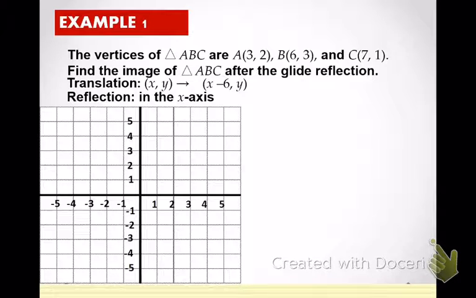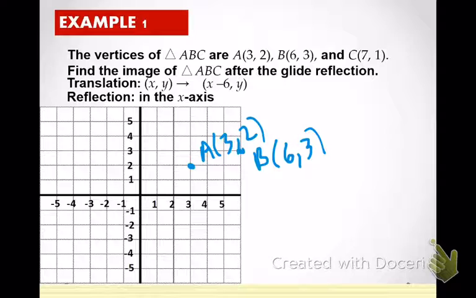The vertices of A, B, C, let's plot the points. Do you have this one in your notes? All right, so the vertices of A, B, C are A, 3 over, 2 up; B, 6, 3; and C is 7 over, which doesn't even fit on the graph, and 1 up. Okay, there's 7, 1. That's C. So it's this triangle, right? And find the image after the glide reflection.